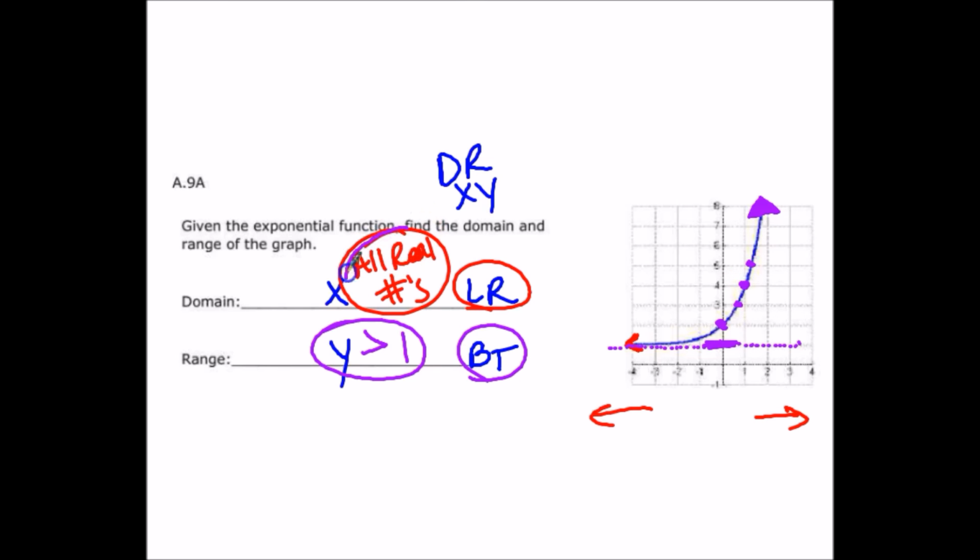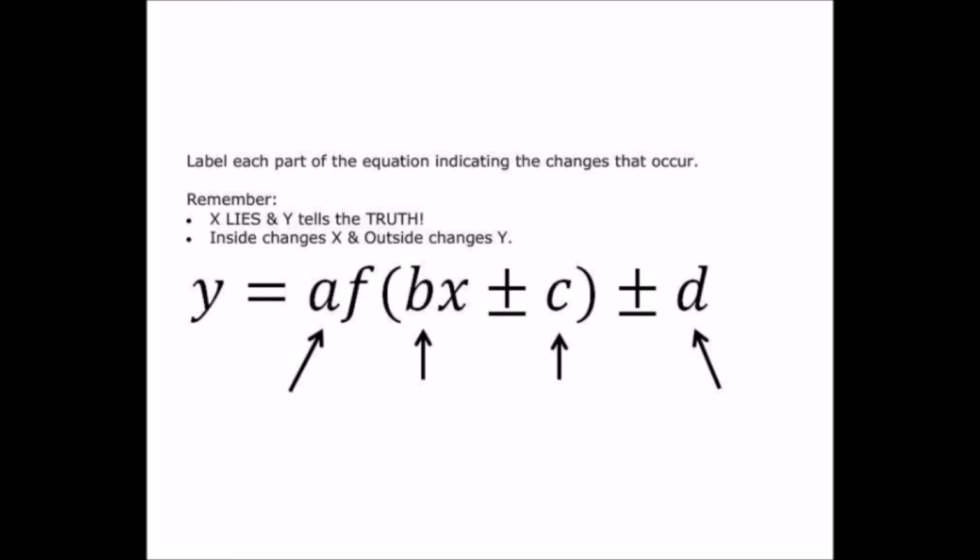Remember, no stopping points, all real numbers. One stopping point, one inequality. If it's greater than, it's above. If it's less than, it's below. Moving on, here we go.